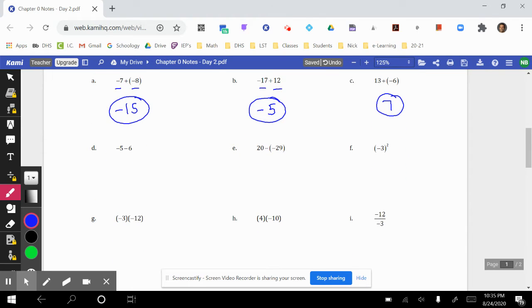Example D reads -5 minus 6. Starting at -5, take away 6 more, and that's going to give you -11.